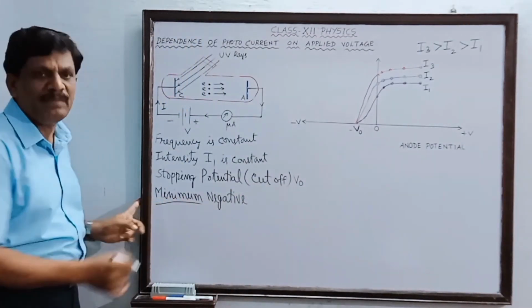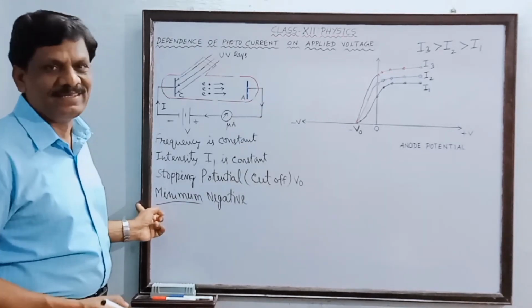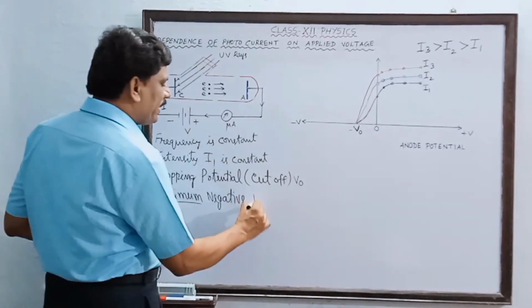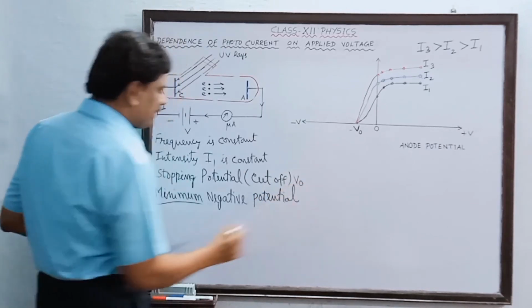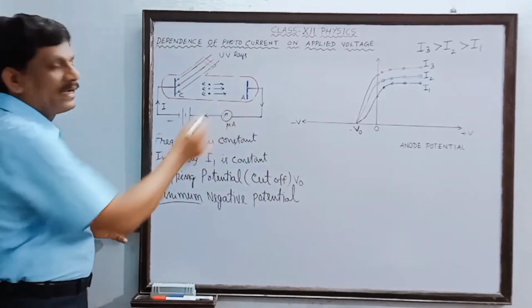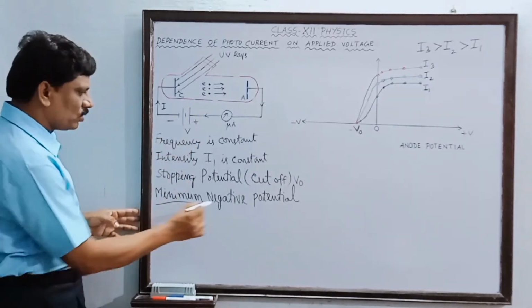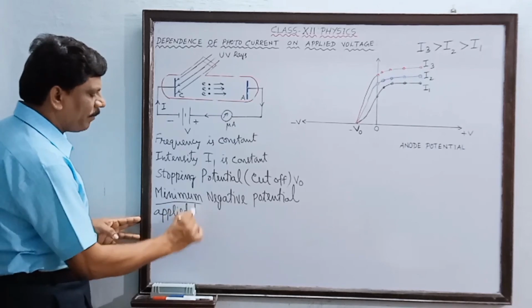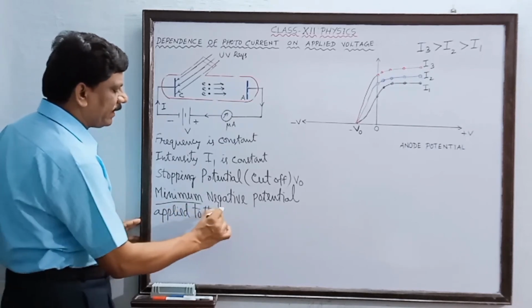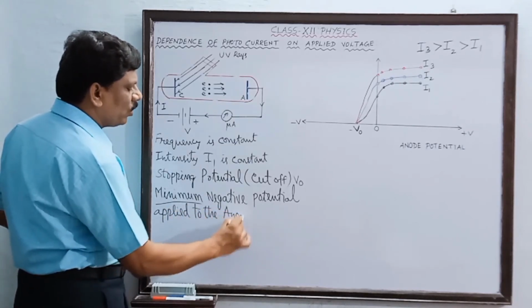This word minimum has to be highlighted. So the minimum negative potential. Okay. This is applied to the collector plate, that is anode. So this is the minimum negative potential applied to the collector, that is anode.